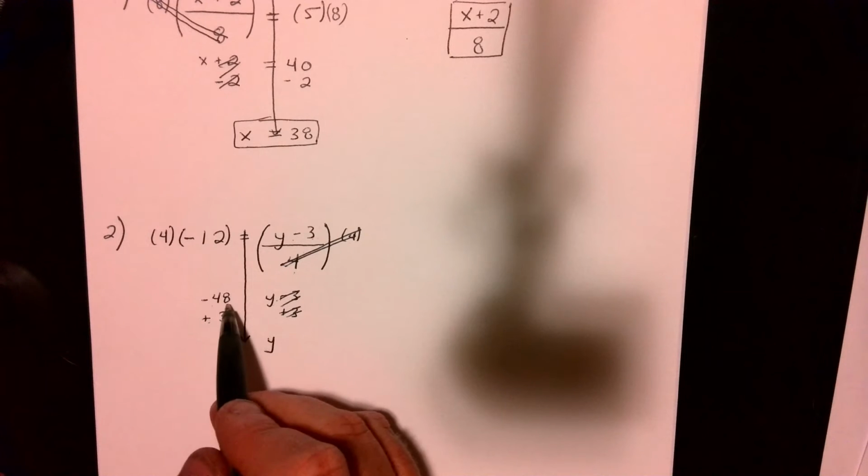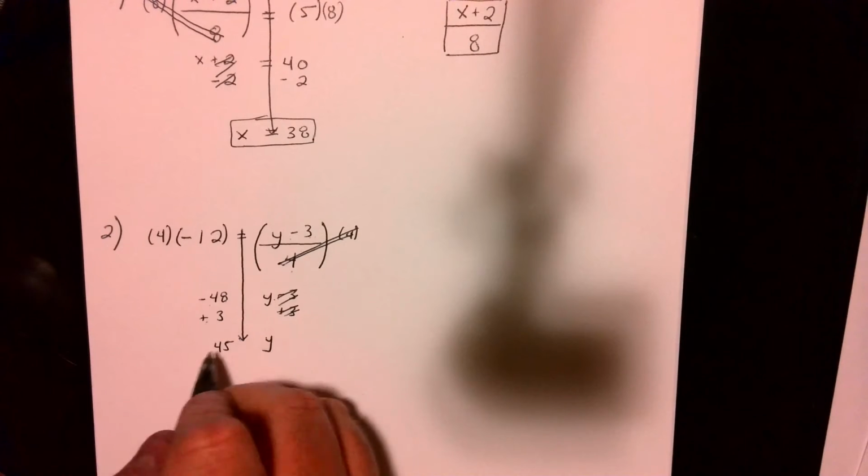If you look at this, the signs are different. When the signs are different, we take away. So 48 take away 3 is 45. And we keep the sign of the bigger number, which is the negative one. So negative 45 equals y.